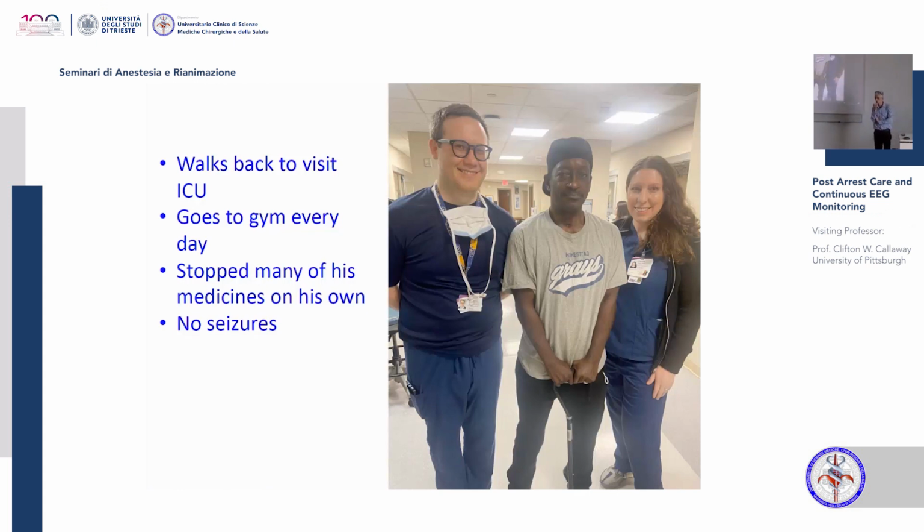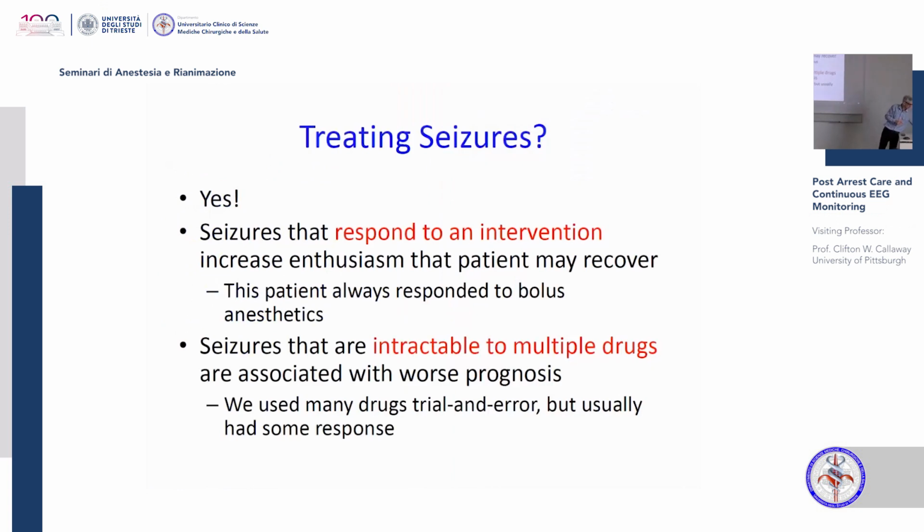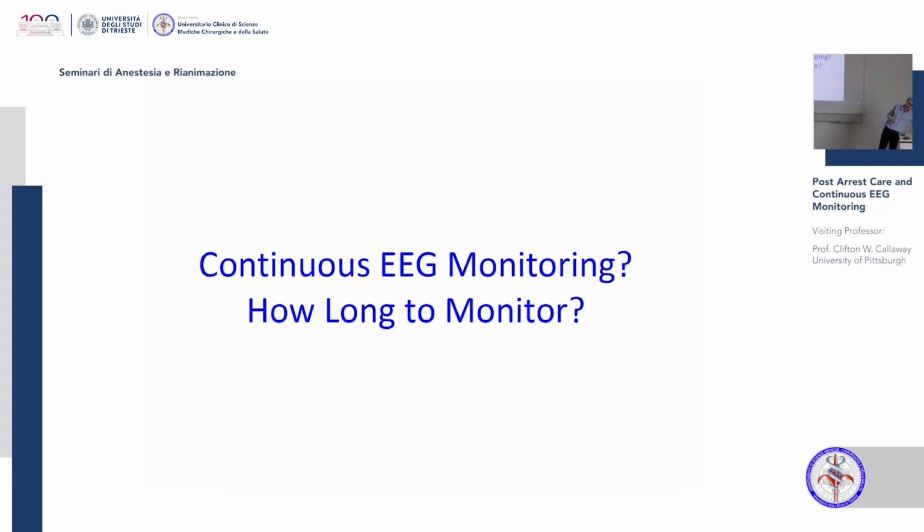That kind of experience worries me very much for clinical trials where we had 50 or 60% of the patients had withdrawal of life support on day 5. So treating seizures, yes, is another intermission. Things that give you enthusiasm, like this patient, responded to an intervention. I gave a bolus of propofol, seizure stopped. It responds. If I had given boluses and nothing happens and it's seizure, then I would have had less enthusiasm for continuing on. And seizures that are intractable to multiple drugs are worse, but it can take weeks for people to recover. How long should we monitor people?